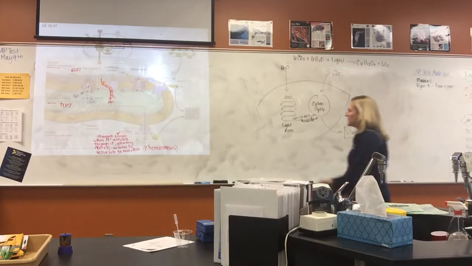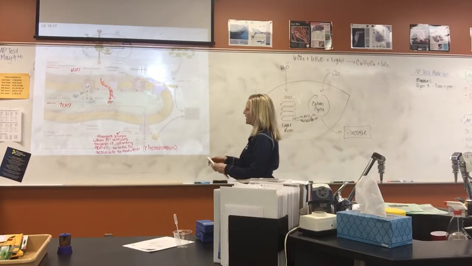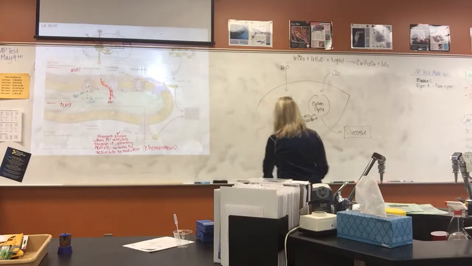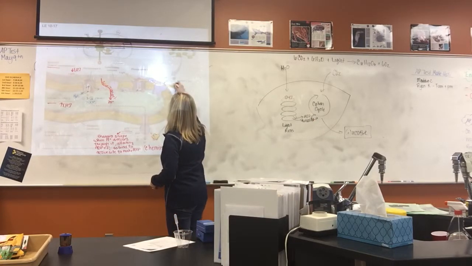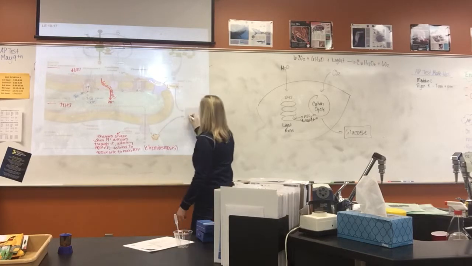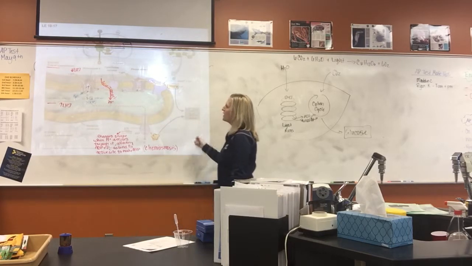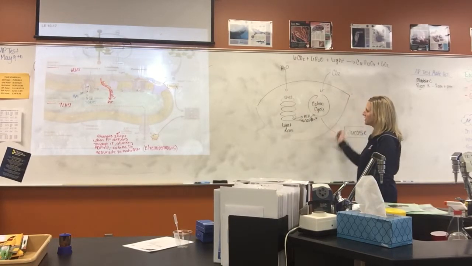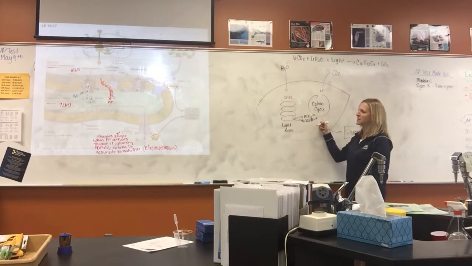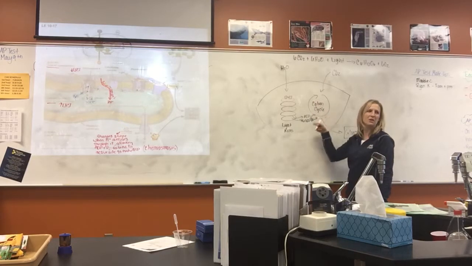All right, so if we look here, then what we've got going on is ATP made, NADPH made, and they're going to go to the Calvin cycle. Where does the Calvin cycle take place in the chloroplast? So here's your chloroplast of the cell. Calvin cycle takes place out here. What is out here?